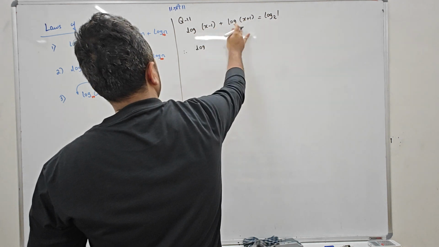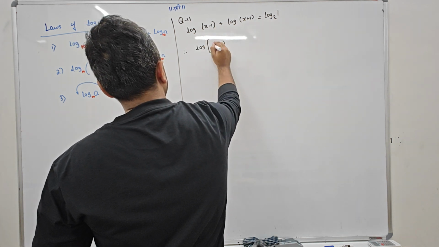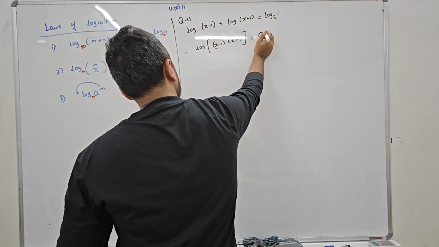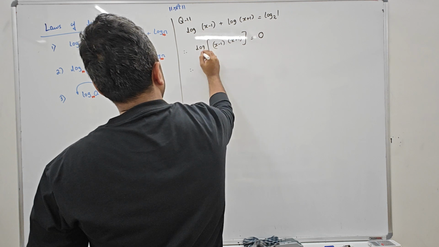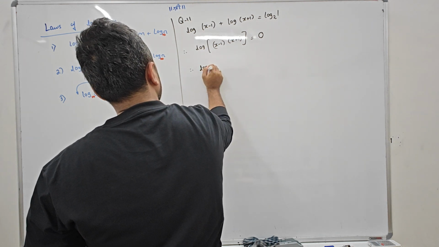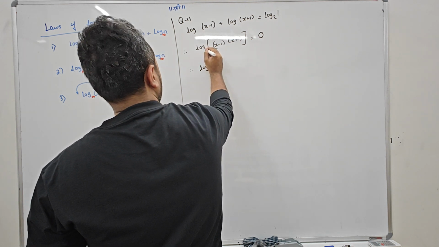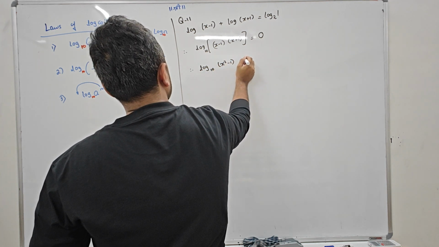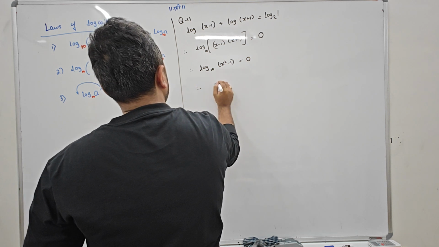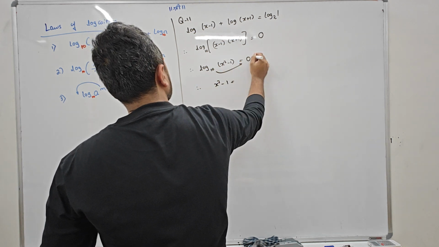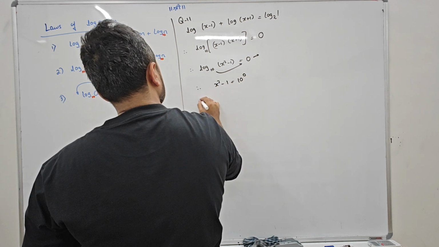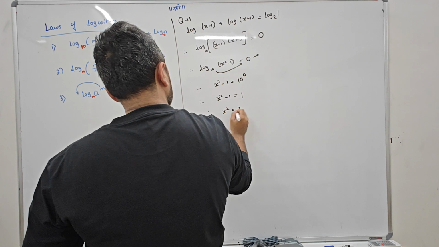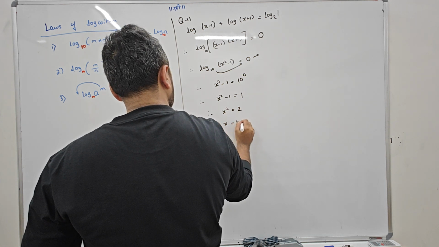Log of a plus log of b is log of a into b. Log of 1 to any base is always 0. What did I tell you? What is the default base? It is 10. So log of x square minus 1 is equal to 0. Converting log to exponential form, 10 to the power 0. x square minus 1 is equal to 1, x square is equal to 2, x equals plus minus root 2.